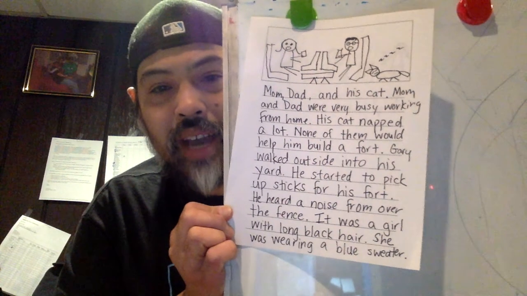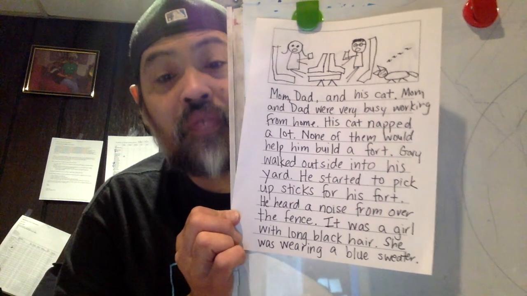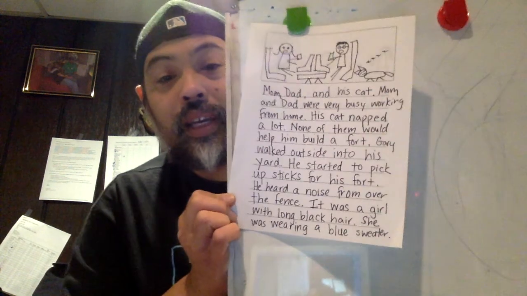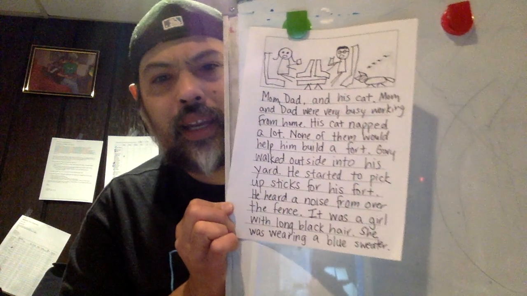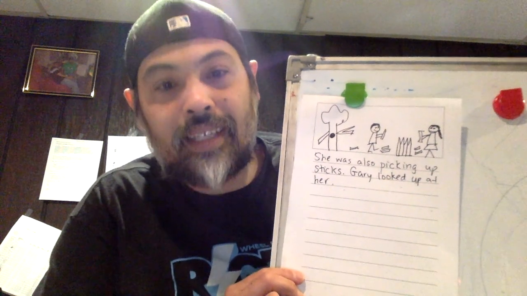Gary walked outside into his yard. He started to pick up sticks for his fort. He heard a noise from over the fence. It was a girl with long black hair. She was wearing a blue sweater. She was also picking up sticks. Gary looked up at her.